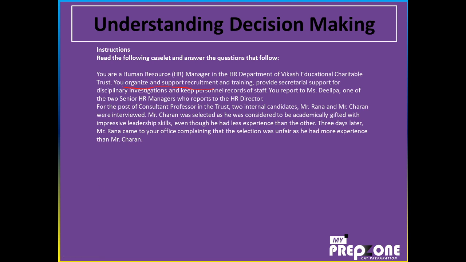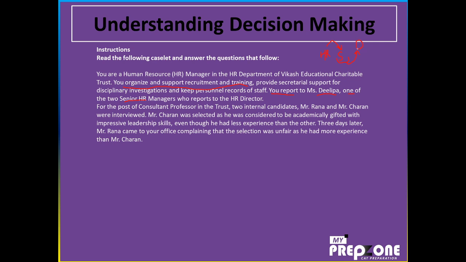Organize and support recruitment and training. You provide secretarial support for disciplinary investigations, and you keep personal records of staff. Great. Now you report to somebody, one of the two senior HR managers. That means there is a hierarchy. There is an HR manager who is you. Then you are reporting to somebody who is a senior HR manager. And then this person reports to the director.